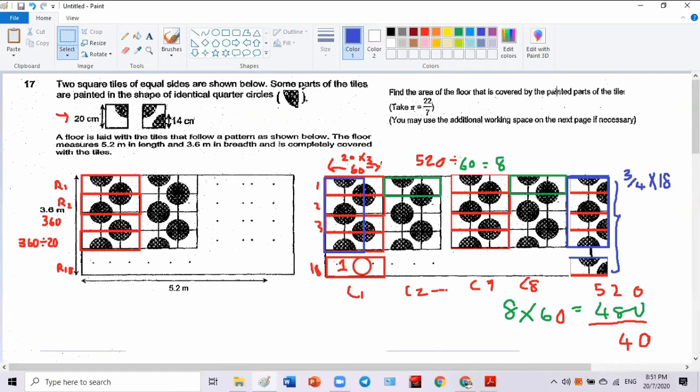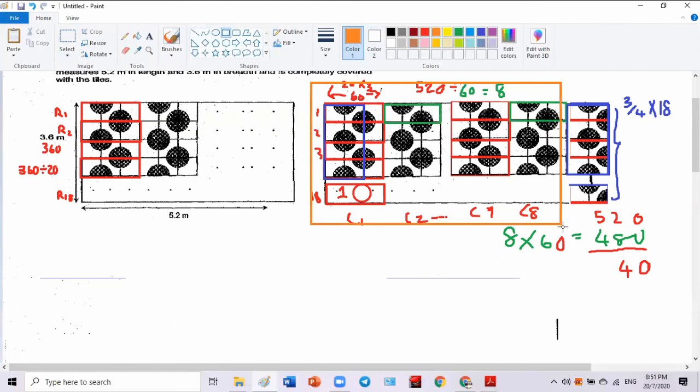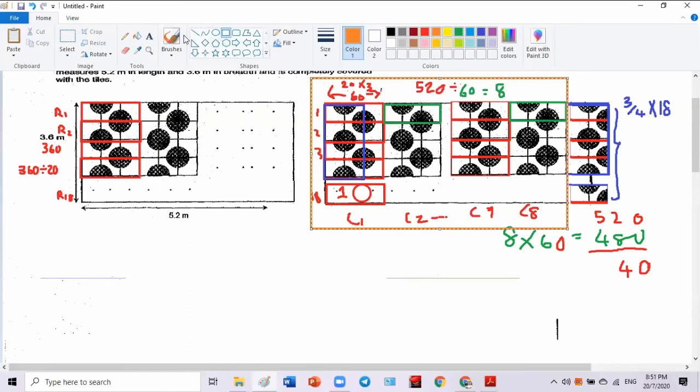Who can tell me? From the first part, it's very easy to establish, right? From here to here, how many circles can be inside here? Who can tell me? What times what? How many circles can I find in this orange box?